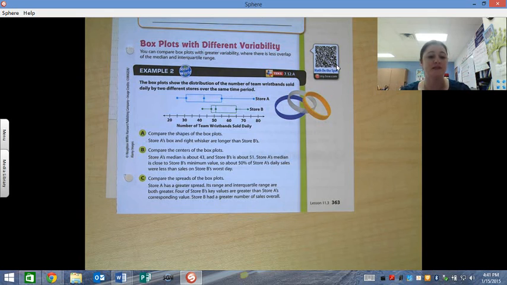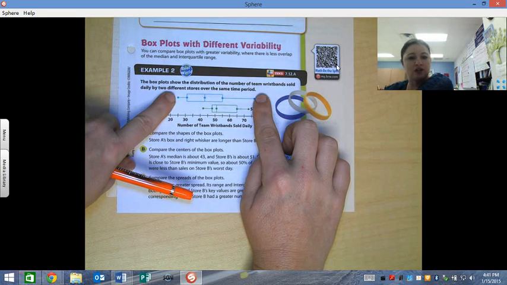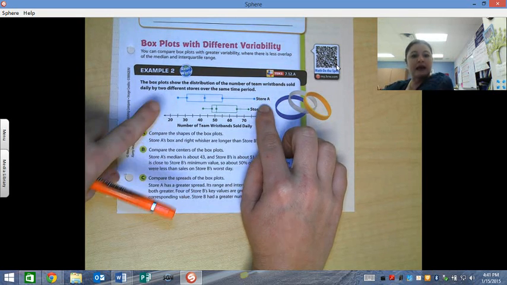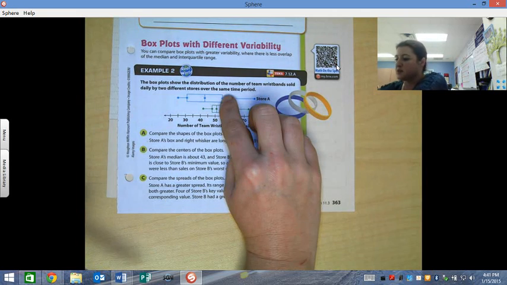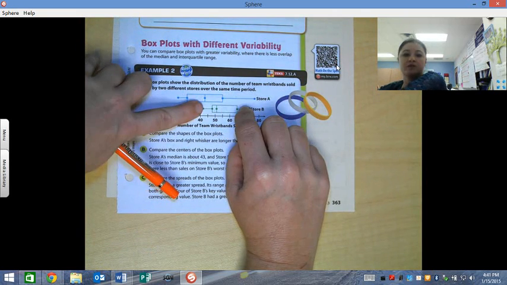Step C says that we need to compare the spreads of our boxes. We need to compare our ranges. So compare the spread of the box plots. Store A has a greater spread. Its range and interquartile range are both greater. Notice our range all the way from high dot to low dot is much larger than store B's. And the interquartile range, meaning just the range of the box itself, is also larger than store B's box.